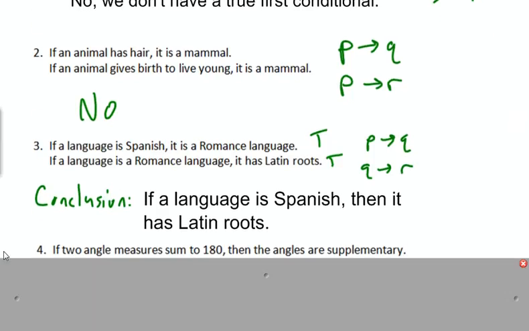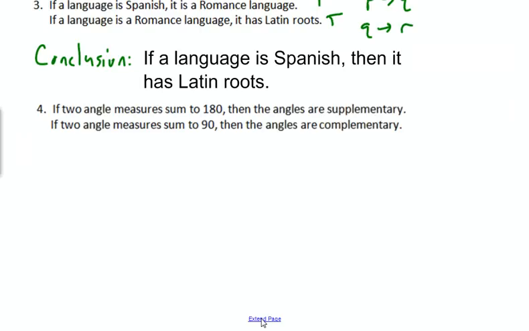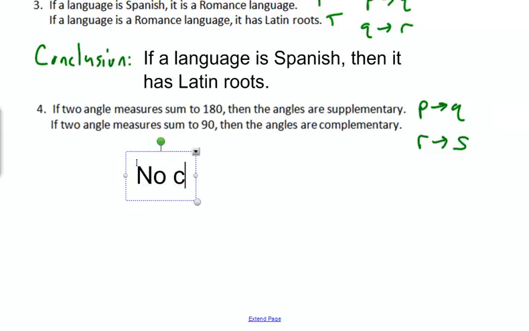All right, I have one more. So for the angles, if two angle measures sum to 180, then they're supplementary. If two angle measures sum to 90, then they're complementary. Okay, we have two totally different things. Right now we have if P then Q, and then we have R then S or something like that. Totally different. No conclusion here, based on the law of syllogism. So those are the two laws that we're using for deductive reasoning.